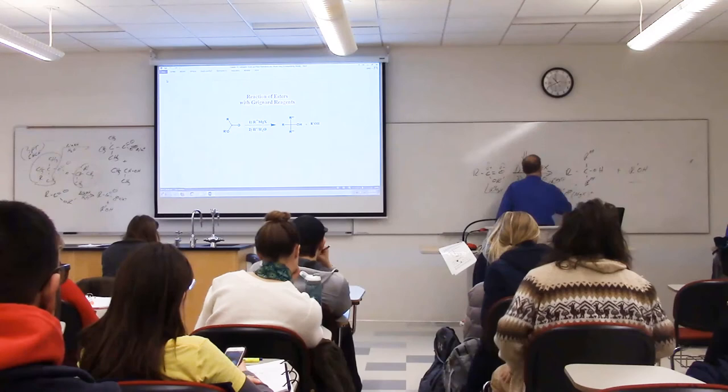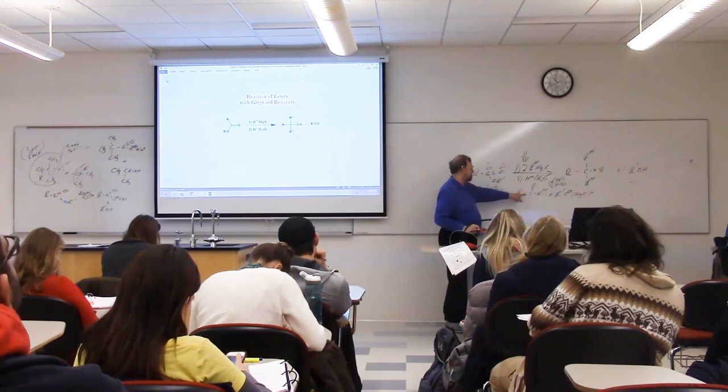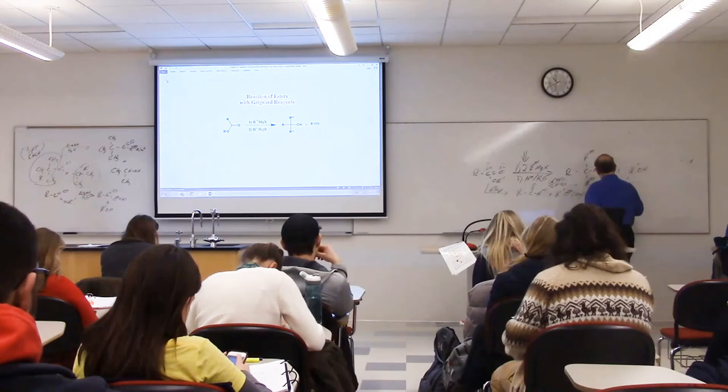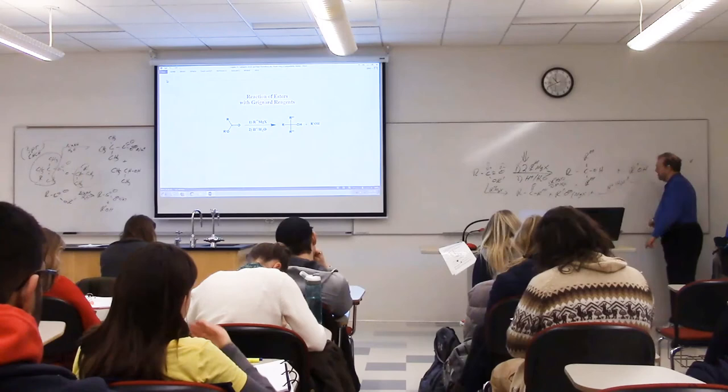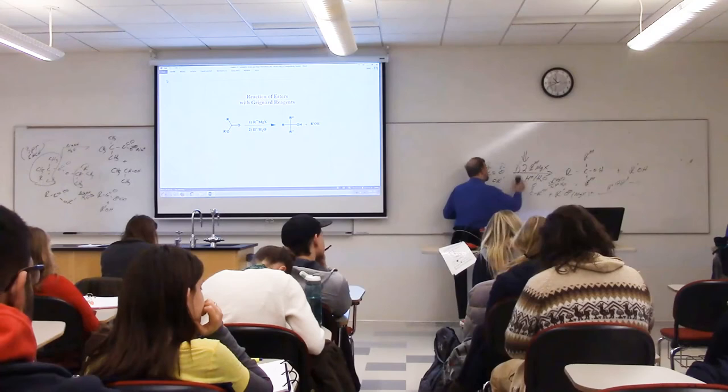A ketone reacts with a Grignard to make an alcohol. That's what happens here. The second step, when you add acid, this becomes this alcohol. Again, what's underneath, you don't have to know, but students find it useful at times. But let's go through one of these.